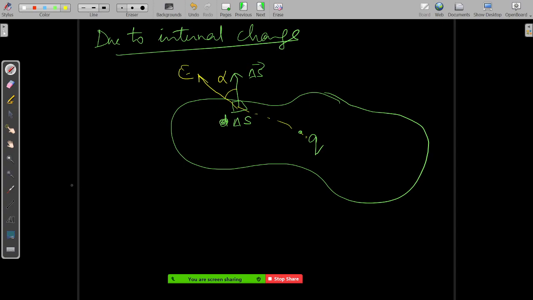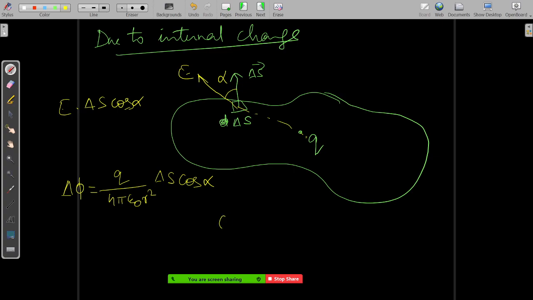So what is the small flux we are getting here? This becomes Q by 4 pi epsilon naught r square into delta s cos alpha. Correct. The flux is E delta s cos alpha, no? Or E dot delta S, however you write it, this cos alpha term will come.